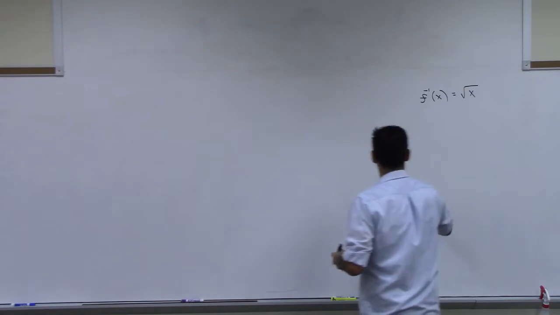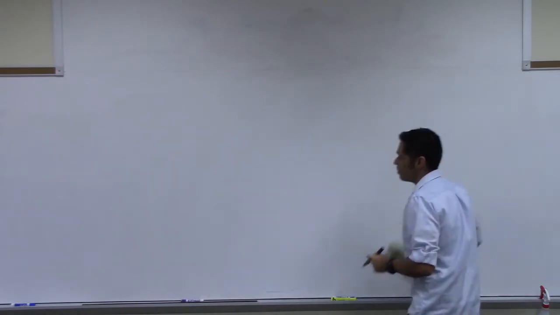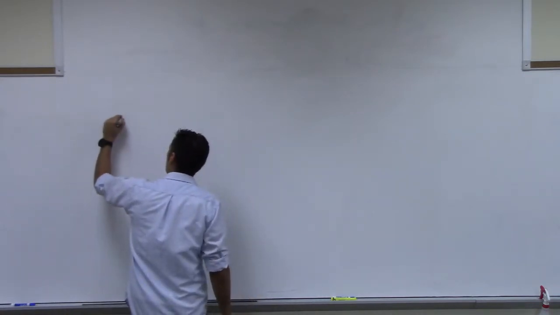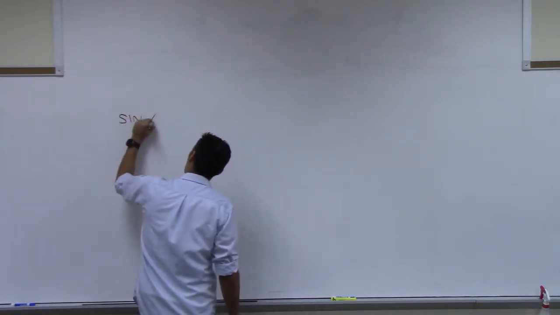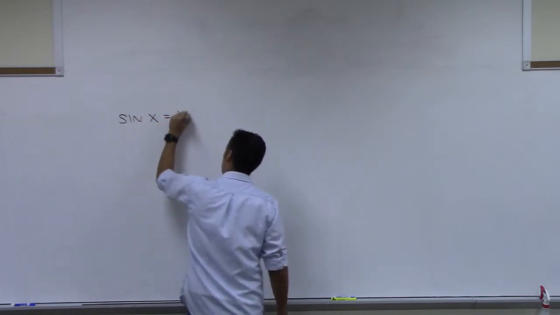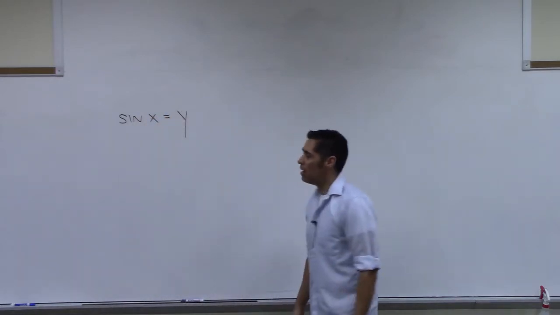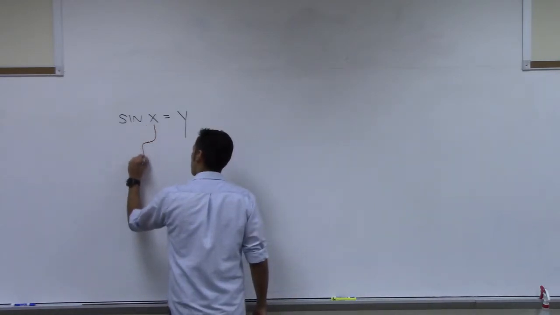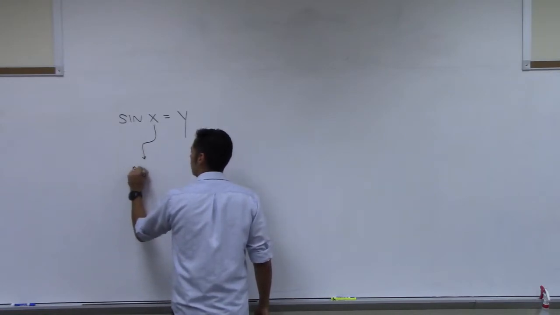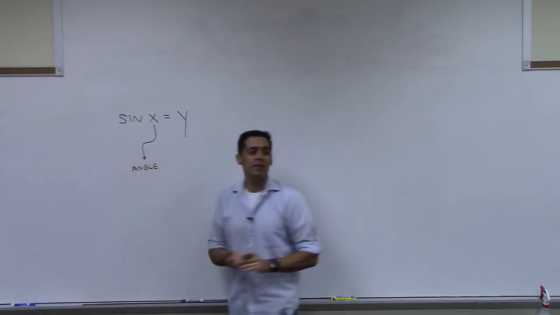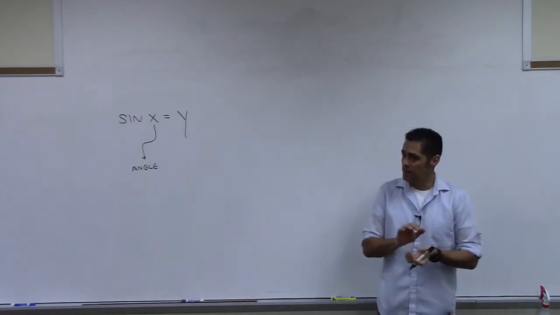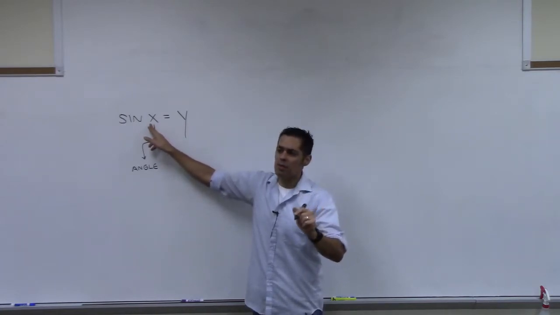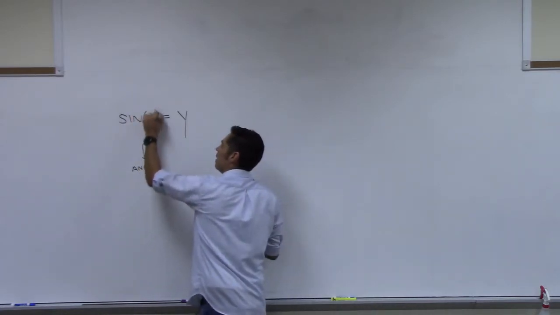I also want to say one more thing before I get into the inverse, just so we don't lose sight of this. When I say sine of x equals y, when I write that on the board, are we all comfortable with the idea that what goes into a sine function is an angle? It's either in degrees or radians. And if you're using your calculator, you have to be in the right mode, right? But the argument of the sine function is an angle.